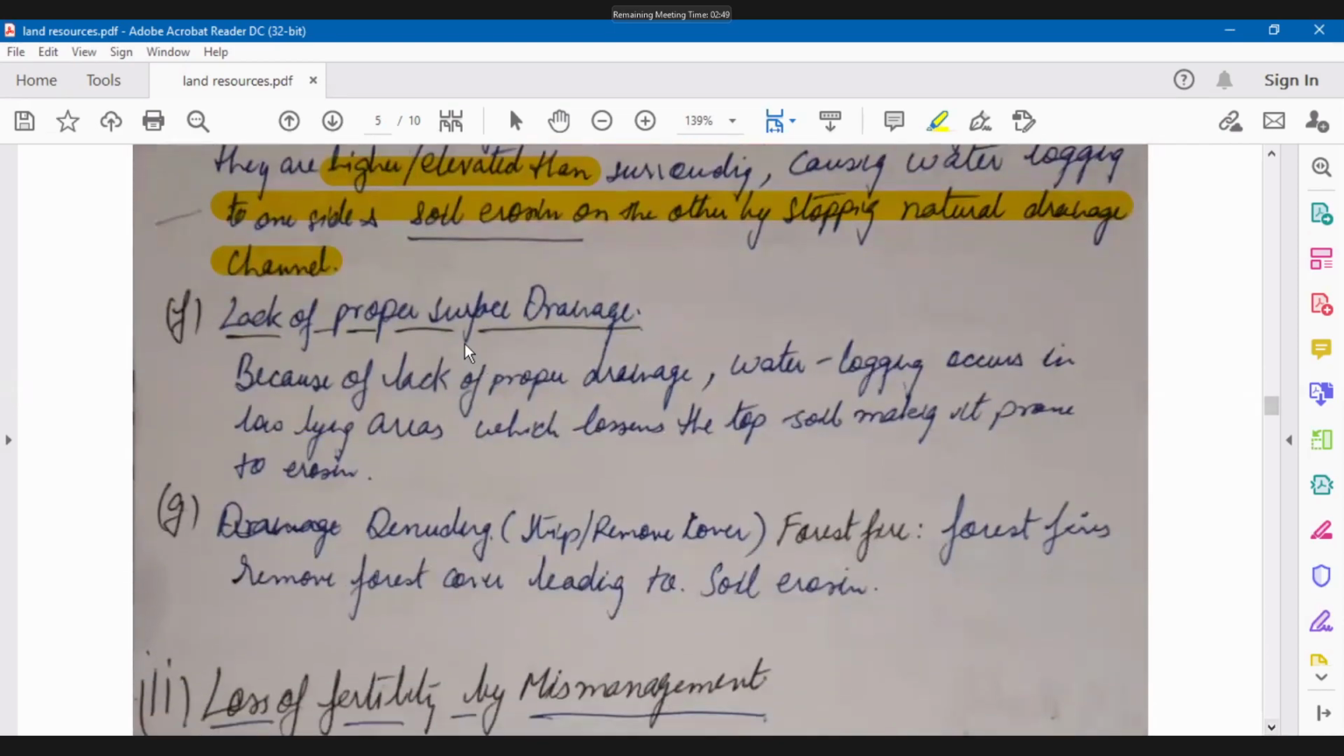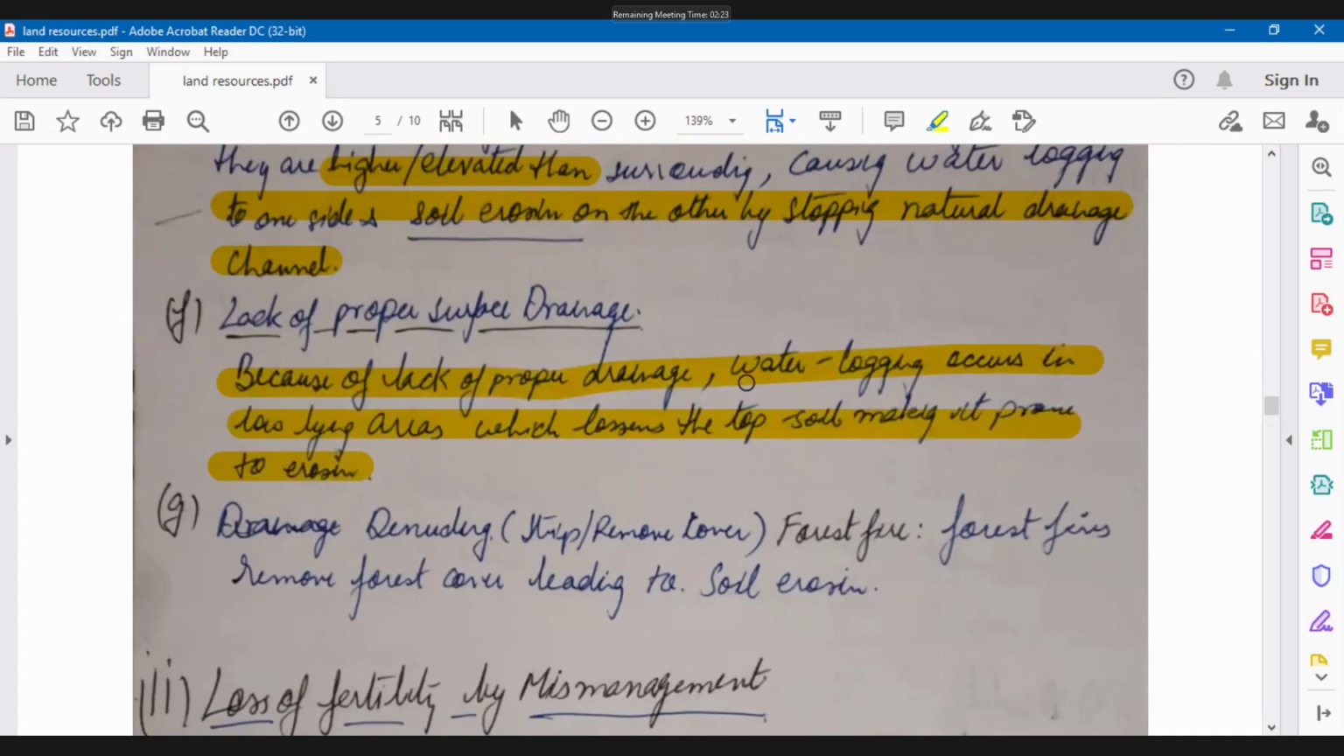Okay, lack of proper surface drainage. Because of lack of proper surface drainage, water logging occurs in the low-lying areas, which loosens up the topsoil, making it prone to erosion. So this is also one of the reasons. In the desertification map, there was this point, I'll show you that map. So this particular point comes from there.